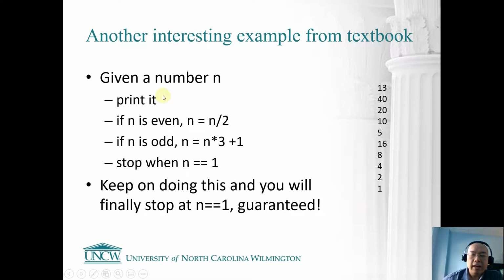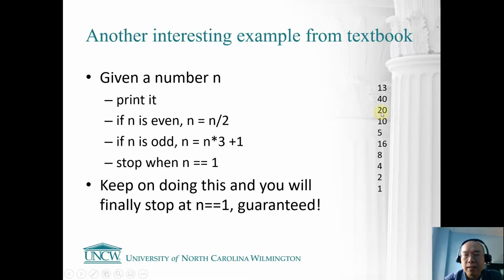Okay, and it is guaranteed that if you follow this process, eventually you will get down to 1. So let's do 13 for example. We start from 13. 13 is an odd number, so we are going to go to this step. 13 multiplied by 3 and then plus 1, we will have 40, and then the new value will be 40, right? And then 40 is an even number. We want to cut the value by half, so 40 down to 20.